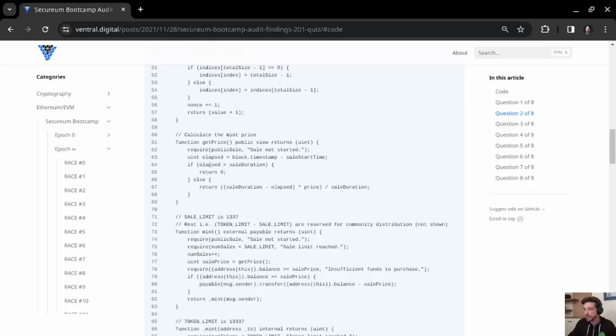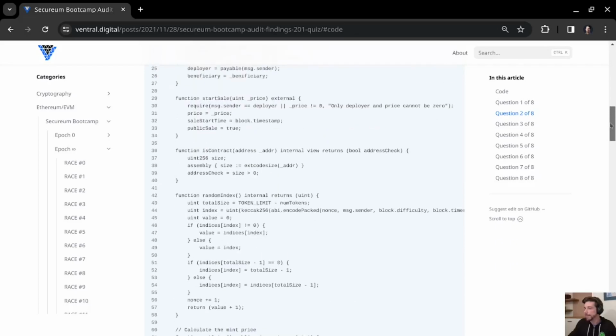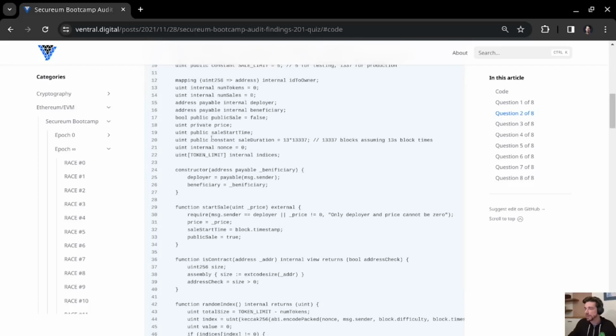And then we have here that if elapsed is larger than sale duration, it would return a price of 0. So what is sale duration? Sale duration is a constant, which says here that its value is 13 times 13,337. And this is under the assumption that one block takes on average 13 seconds. Well, now we know it's 12 seconds because now we have POS, but on average the block time during the proof of work days was 13 seconds.